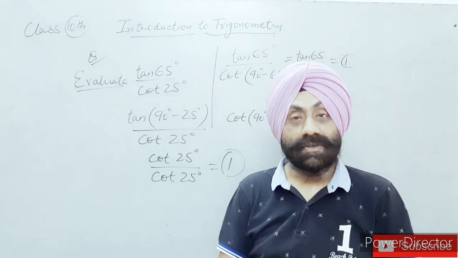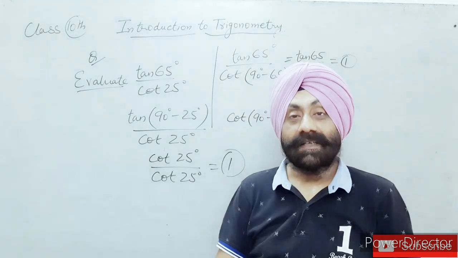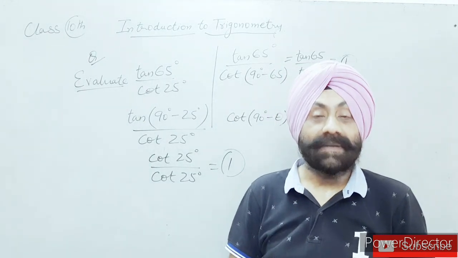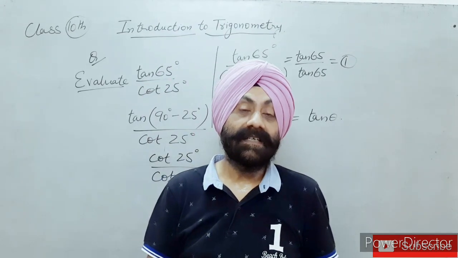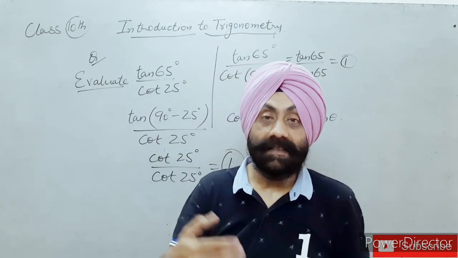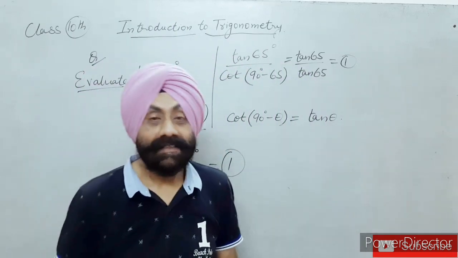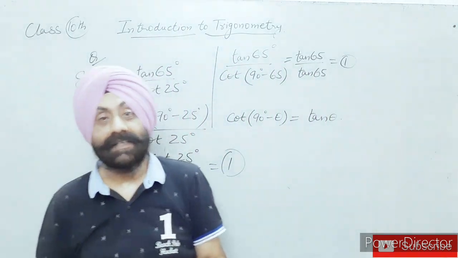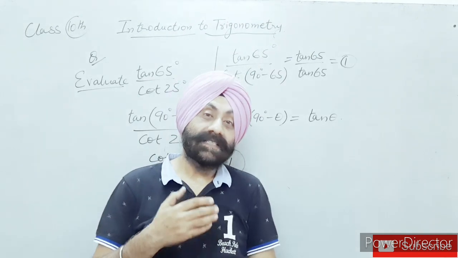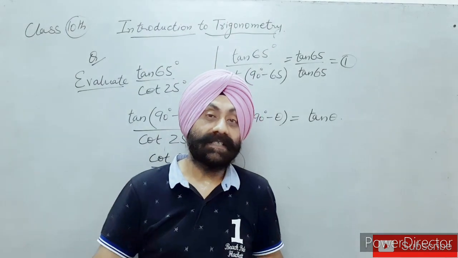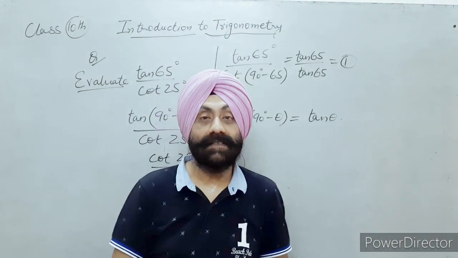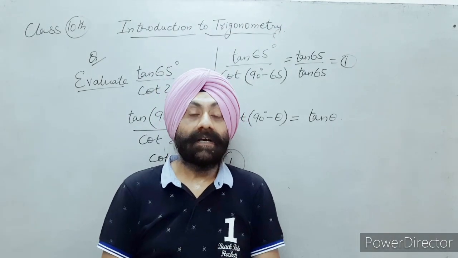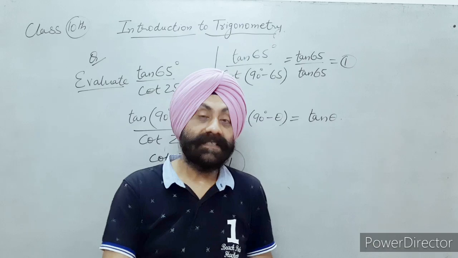Okay? I will continue with more sums, but now they will be based on the basic trigonometric identities like tan theta equals sin theta upon cos theta, sin square theta plus cos square theta equals 1, cosecant square theta is 1 plus cot square theta, secant square theta is 1 plus tan square theta, and so on. I will use these concepts in my next lecture.